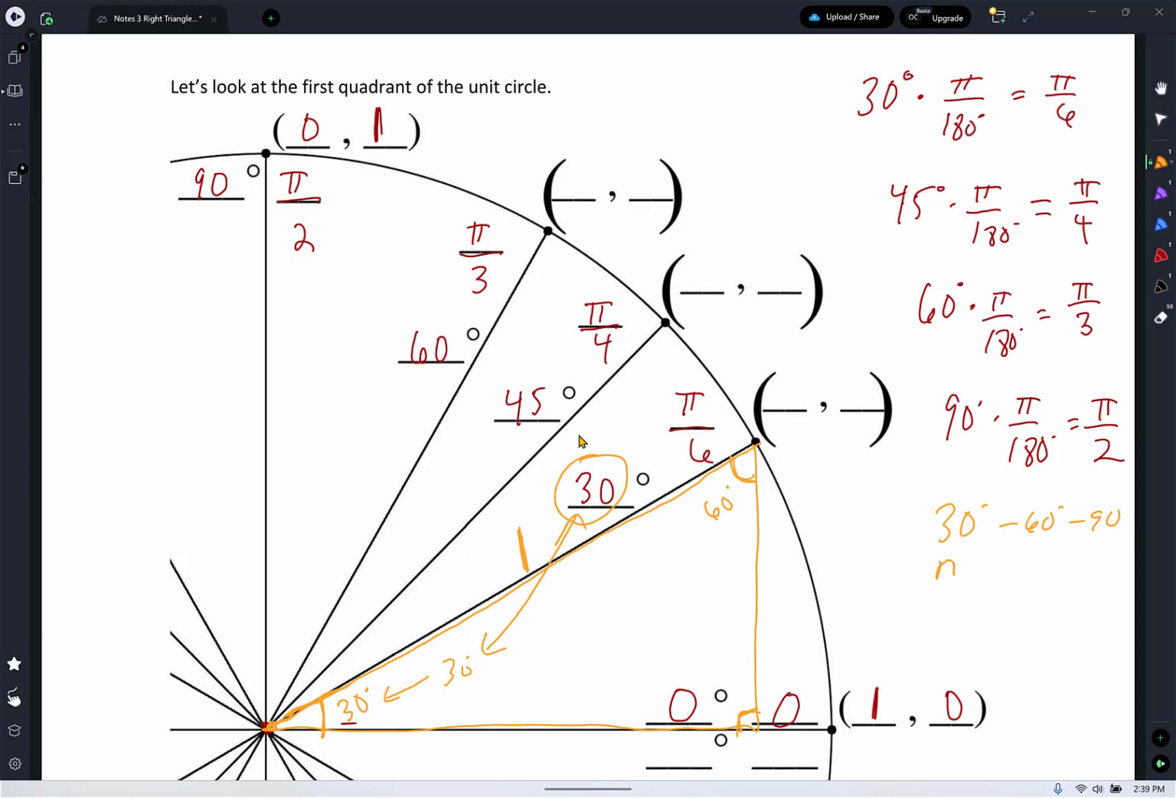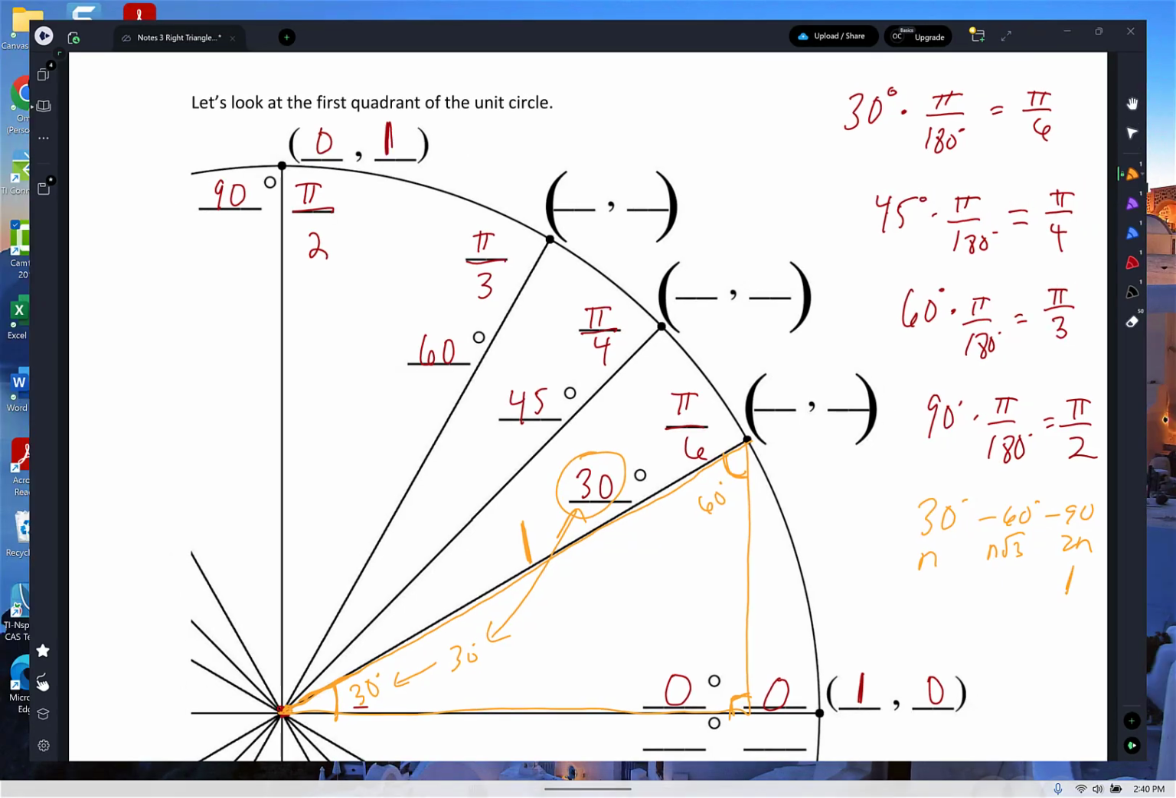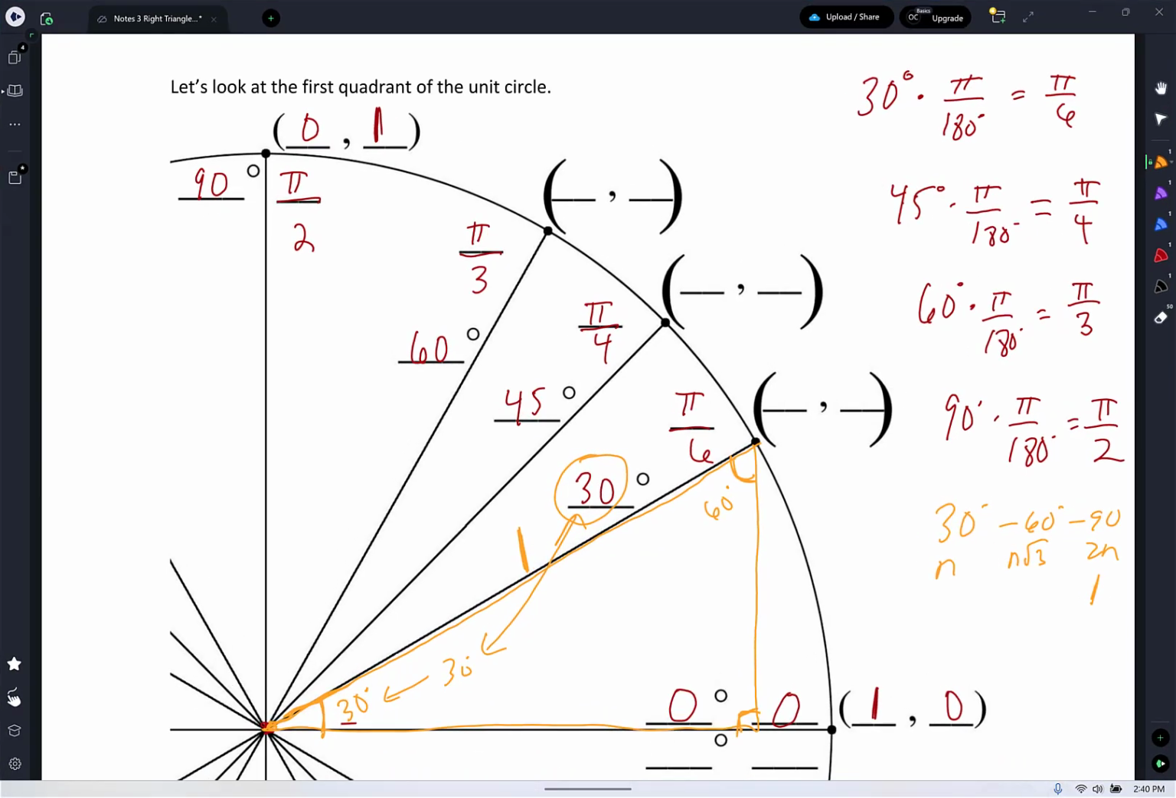And I'm going to say n, n square root of 3, 2n. I'm going to put the 1 under the 2n. So then that means my short leg better be 0.5. Instead of saying 0.5, I'm going to say a half fraction. Does everyone see how I got the half? Okay. Now, my long leg better be 1/2 times square root of 3.